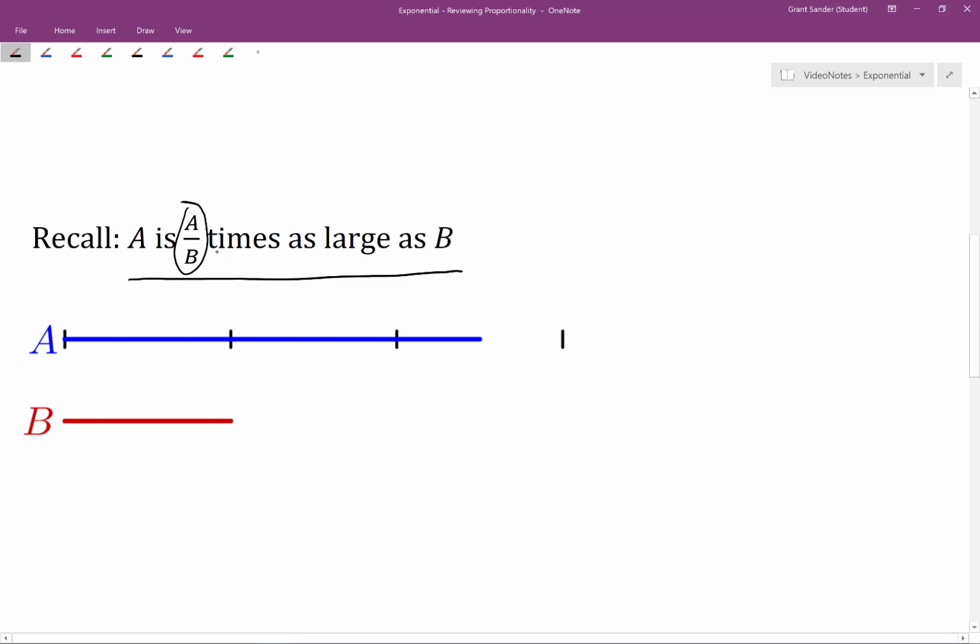So down here in this diagram, I have two segments, one representing the value of A, one representing the value of B. If we imagine measuring A in units of B, that measurement is 2.5 because A is 2.5 times as large as B. So if we're thinking of A divided by B as the measure of A in units of B, then A divided by B should be equal to 2.5.